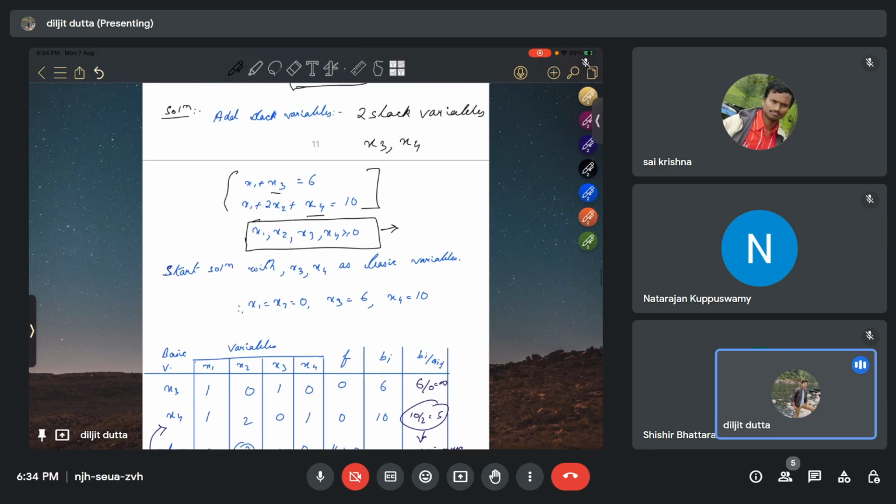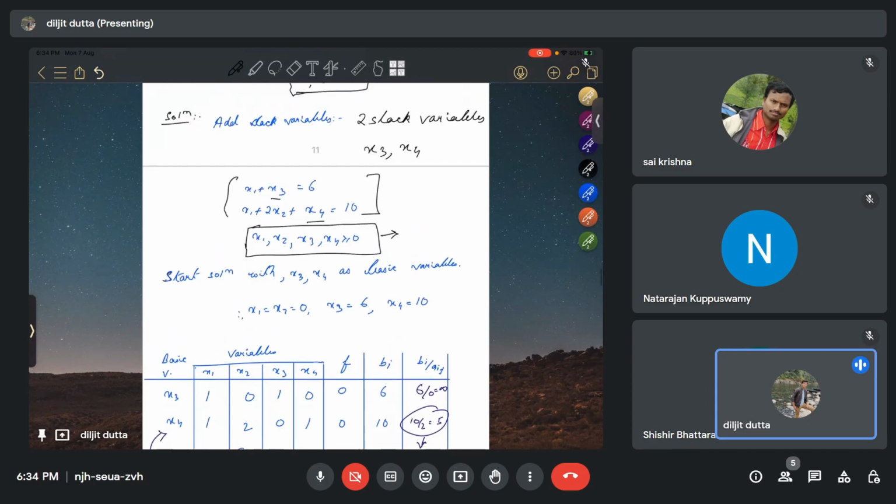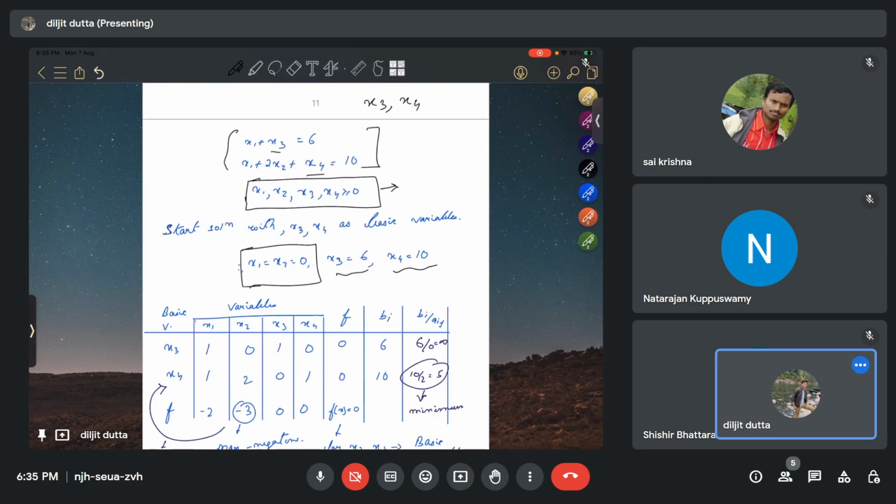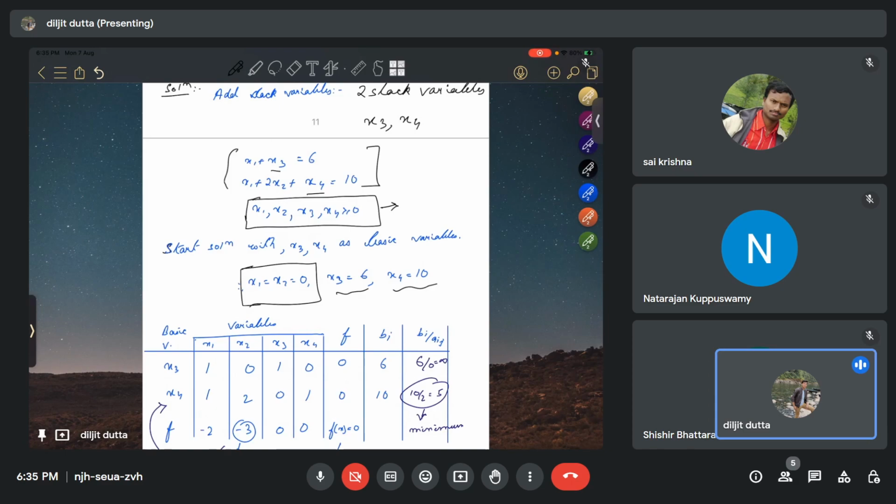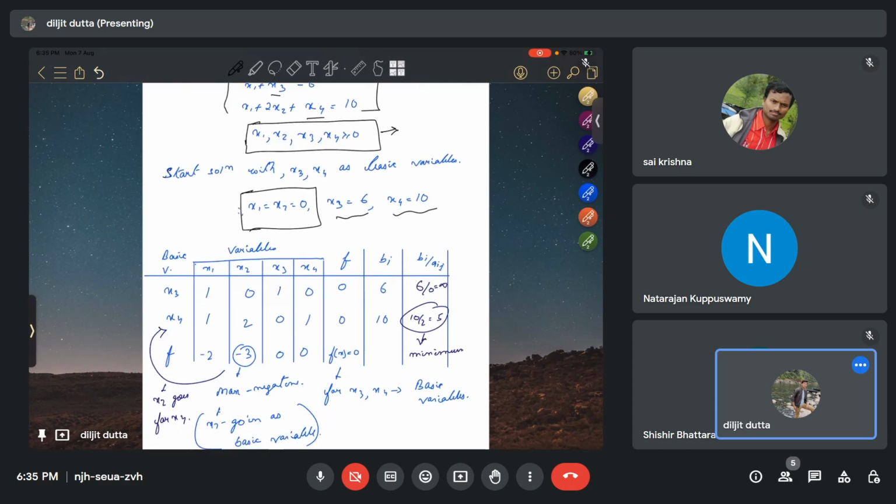Now we will start the solution by taking x3 and x4 as basic variables, and we set x1 and x2 as non-basic variables. By setting the non-basic variables equal to 0, that is x1 and x2 equal to 0, we have the solution x3 equal to 6 and x4 equal to 10. You can see here x1 equal to 0, so x3 is 6, and x2 is also 0, so x4 equal to 10. This is just the initial solution. Now we need to optimize this based on our requirement.